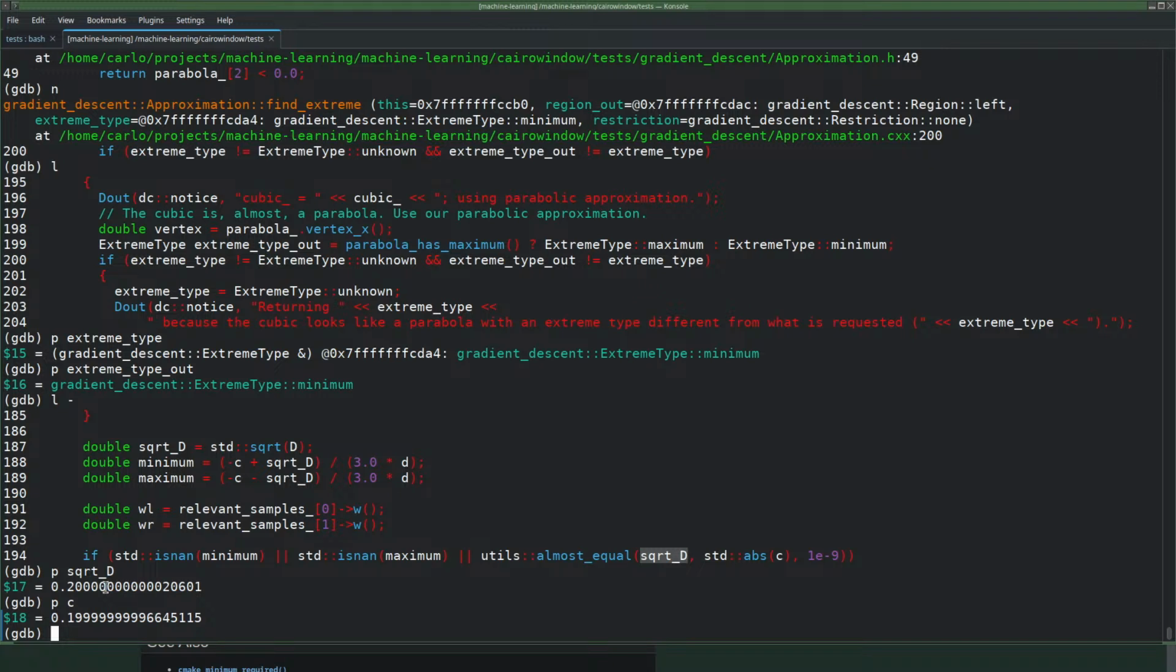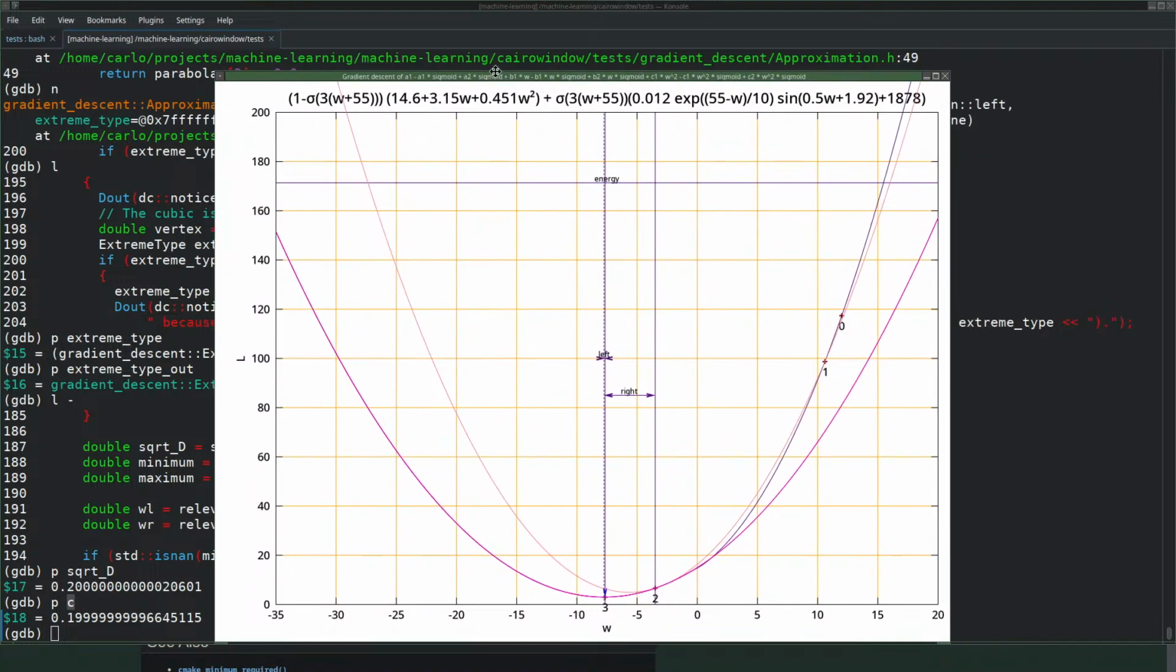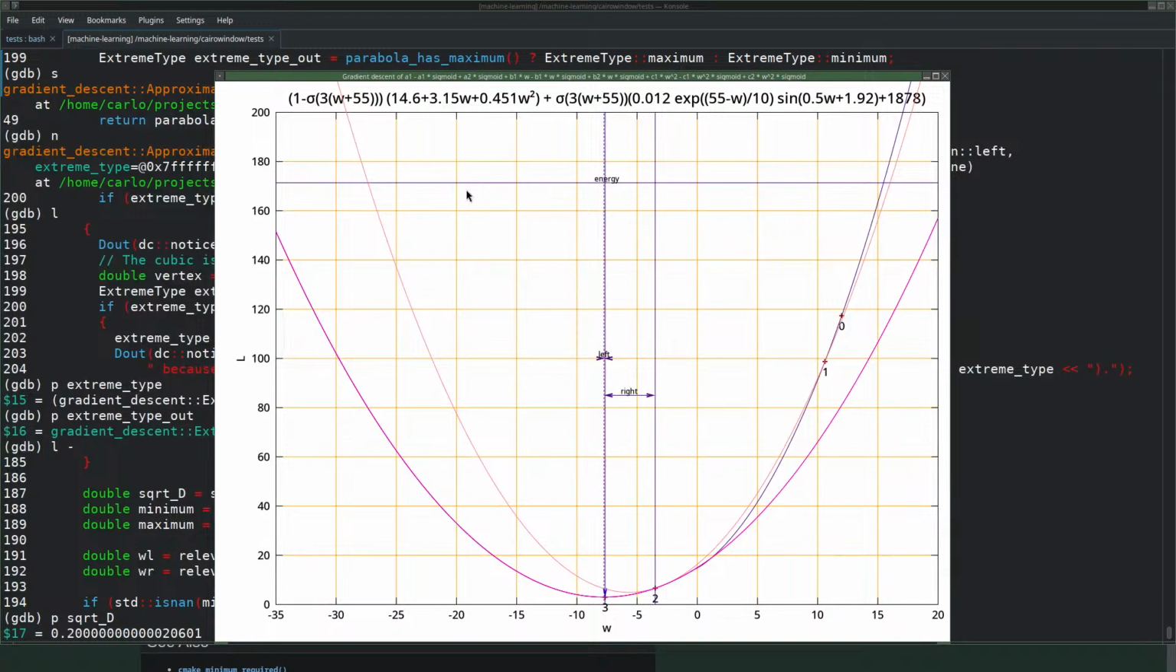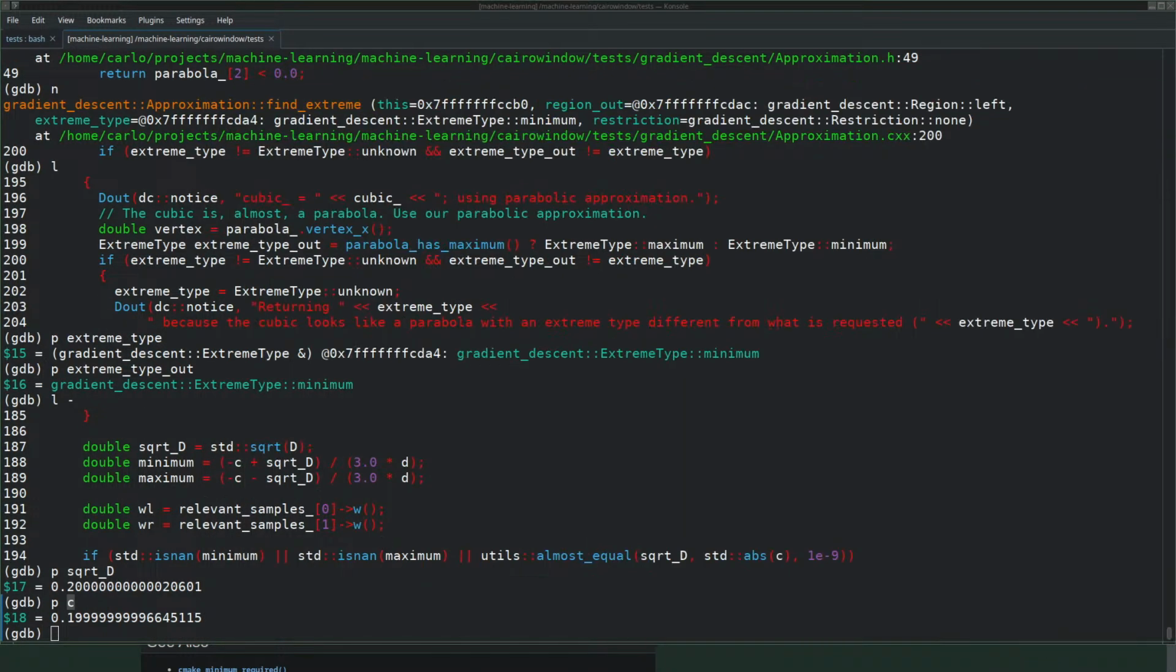Square root of d is almost equal to c, which is one of the coefficients of the cubic. Therefore, this cubic is almost equal to a parabola, which is totally correct, of course, because we are fitting a parabola. You see, this is the parabola, and it just lays on top of it. And then somewhere here we have a maximum, like billions to the right, but that's not really interesting. So it's saying, okay, this is like a parabola.